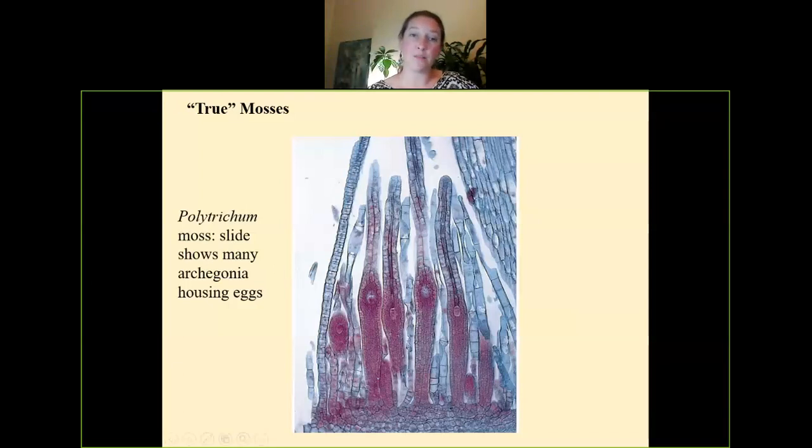So that's a nice schematic, but here's what it looks like in real life. Each of these is an archegonium. Here's one archegonium. There's a little egg inside. There's an egg inside here, another egg right here, etc. So one egg inside of each archegonium.